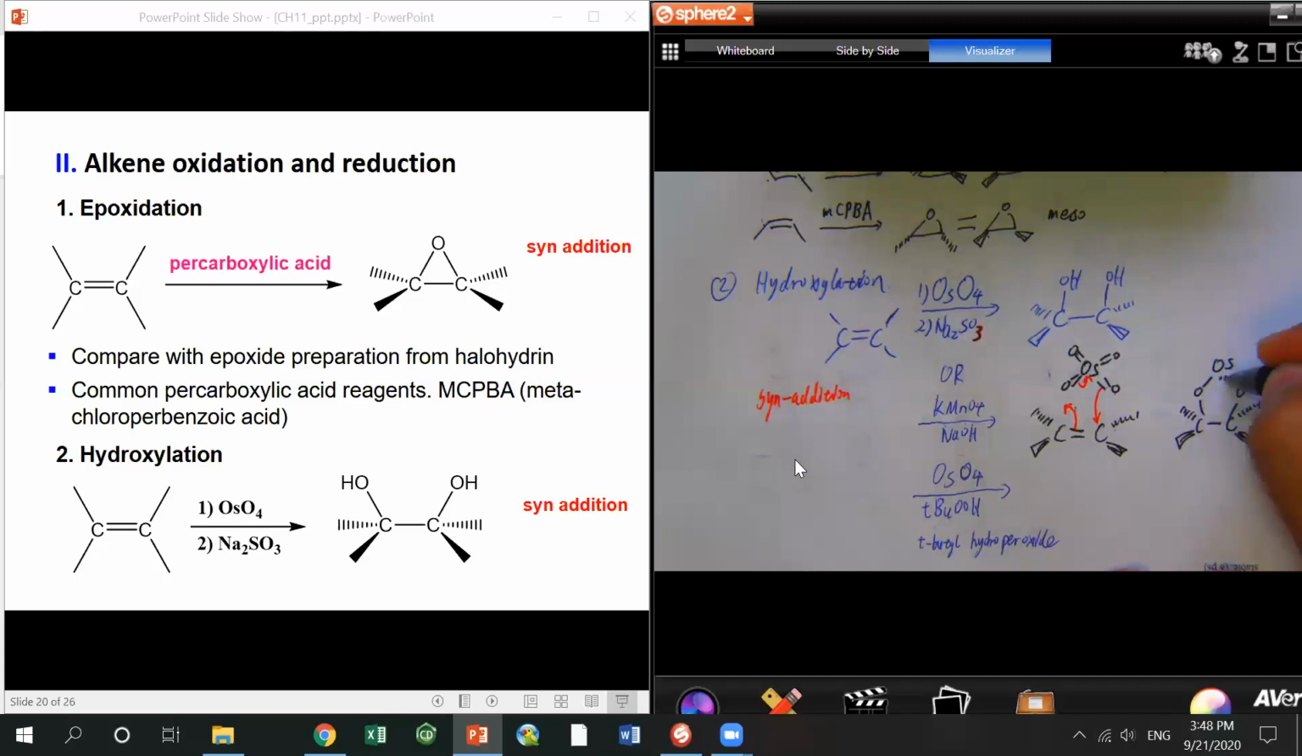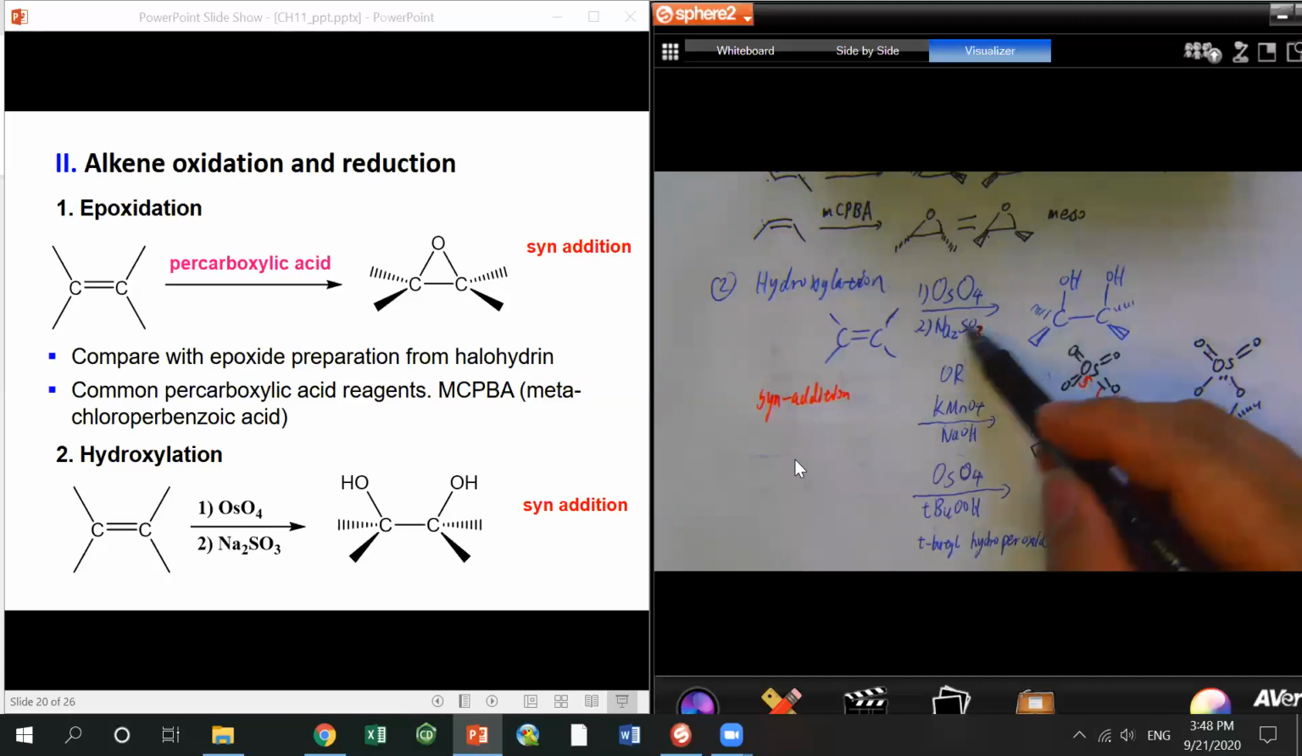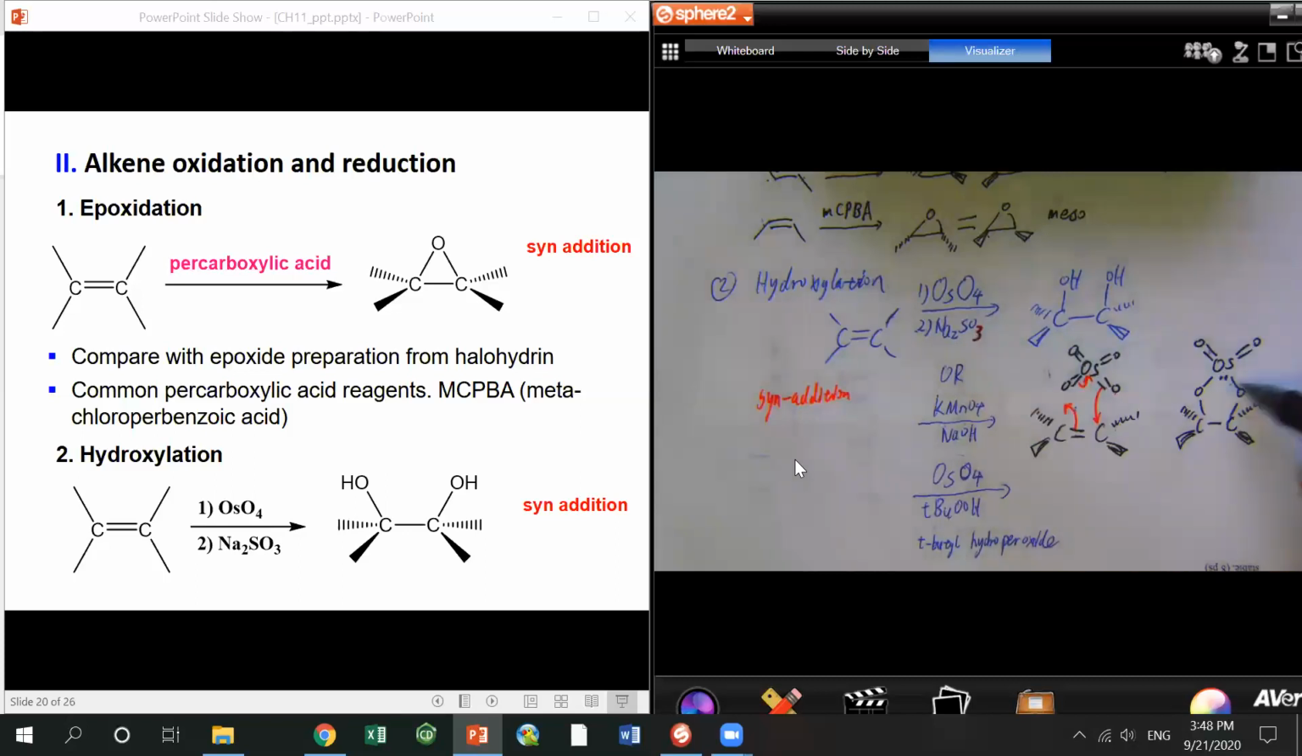There's a lone pair on osmium. Somehow the five-membered ring forms, and then you apply sodium sulfide, and that cleaves off the osmium. So we cleave off here, from here. That gives the diol. That's why it's a syn addition.